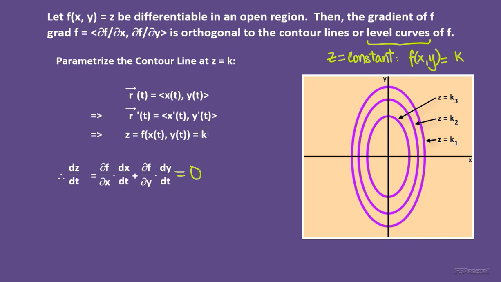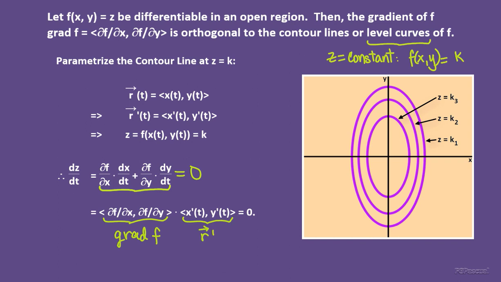One can easily check that this quantity is equal to the dot product between the following vectors. The first vector has components the partial derivative of f with respect to x and the partial derivative of f with respect to y. The second vector has components x'(t), y'(t). Observe that this first vector is the gradient of f. The second vector is the tangent vector, r'(t). Therefore, the dot product between the gradient of f and r'(t) is 0.